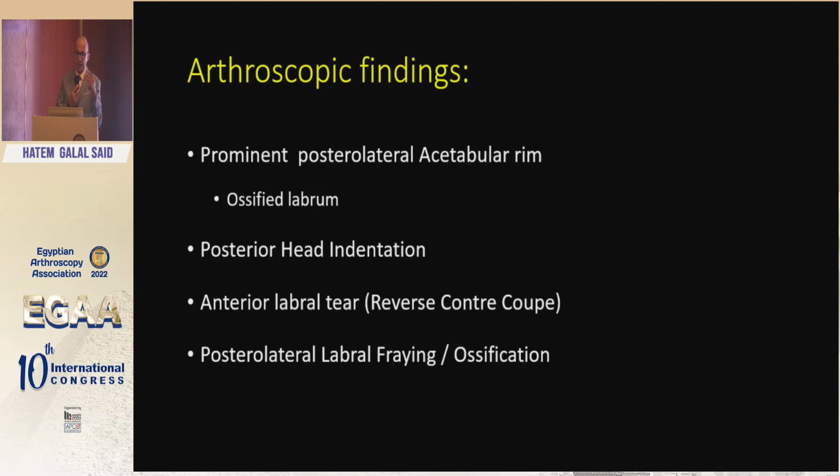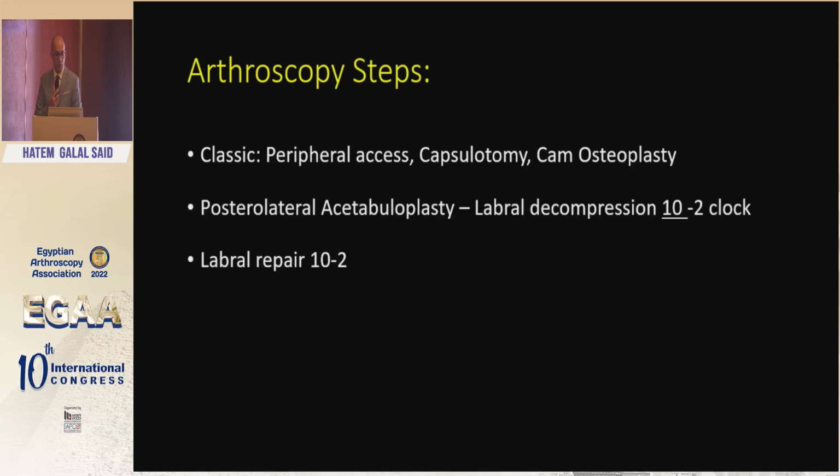So the arthroscopic findings is a prominent posterolateral acetabular rim, ossified labrum, you may see that, posterior head indentation. As I said, you may find the classic anterior labral tear in the front, the reverse contre-coup, and commonly, one of the telltale signs beside the indentation is the fraying of the labrum and ossification of the posterolateral part.